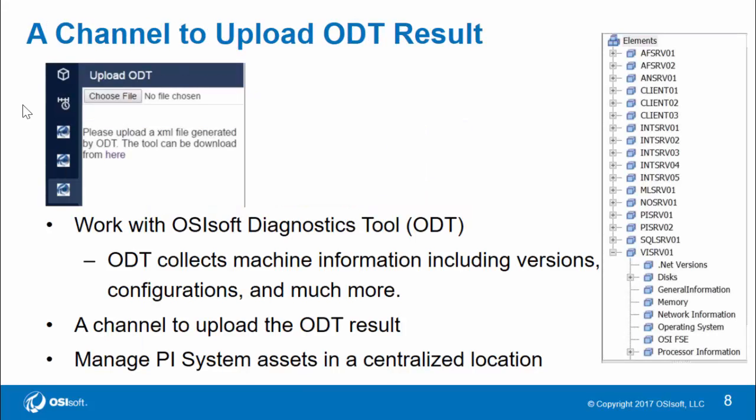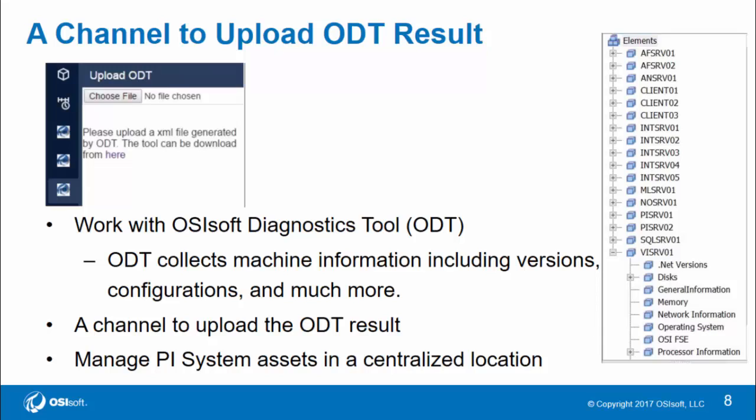The last function I want to introduce is the upload function. It works with the OSIsoft diagnostic tool, which is available in the Tech Support Download Center through the OSIsoft website. It collects machine information including versions, configuration, and much more. We have built this channel for the administrator to upload their result XML file of machine information into the AF server. This allows asset management in a central location.